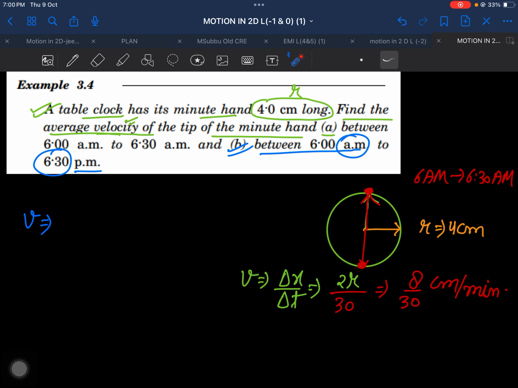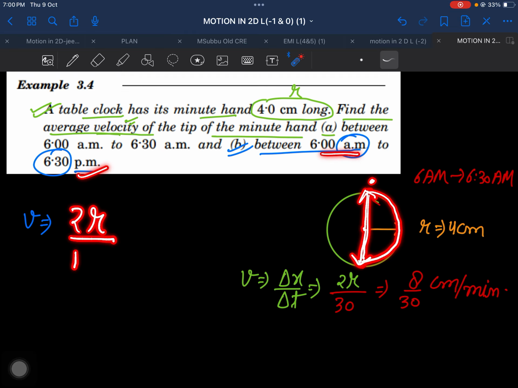Just check, all of you. So from 6 a.m. to 6 p.m. this minute hand will move from here to here simply, right? This is the initial position of the tip, and this is the final position of the tip. The displacement will remain the same, 2r. Just check, all of you. Displacement is 2r, but the time is not 30 minutes this time, right? So what is the time? It is 12 hours plus 30 minutes.